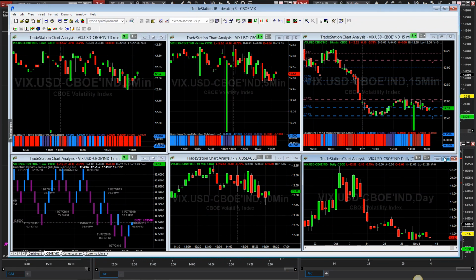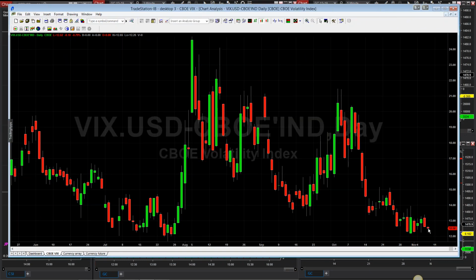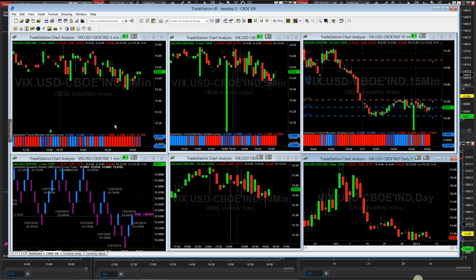You can see it down here. This is on the daily. It's pretty sluggish price action. It's not rising, not falling very strongly. So it's just moving sideways with no great strength at the moment.